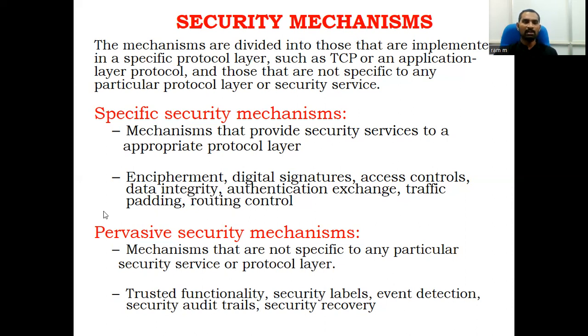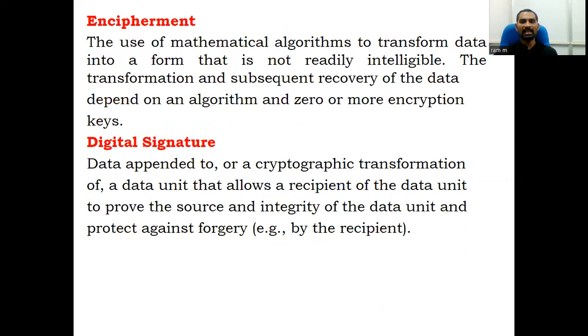So these are some examples of specific security mechanisms, that is encipherment, digital signatures, access controls, data integrity, authentication exchange, traffic padding, routing protocol. Some examples of pervasive security mechanisms are trusted functionality, security labels, event detection, security audit trails, and security recovery. Now we'll see only the specific security mechanisms. In that, the first one is encipherment.